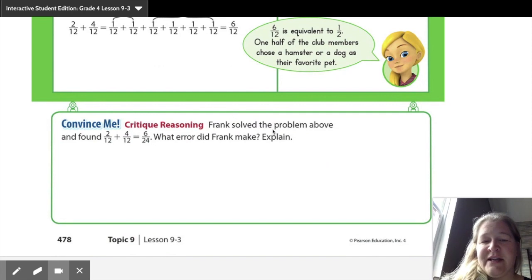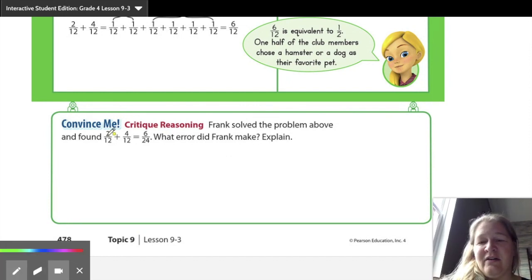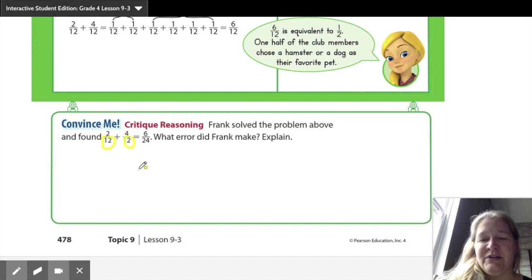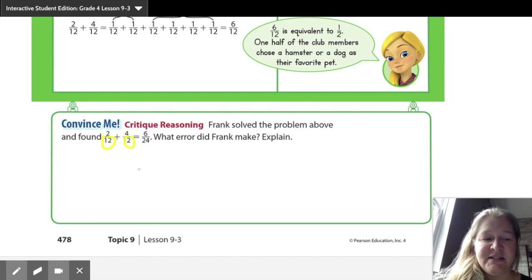Let's try this. Frank solved the problem above and found 2/12 plus 4/12 equals 6/24. What error did Frank make? He also added together the denominators, which is not correct. We don't want to do that. We want to leave the denominator the same when we are adding fractions. If that denominator is the same, or is a like denominator, then we just leave it and we just write the sum of the numerators over that same number.